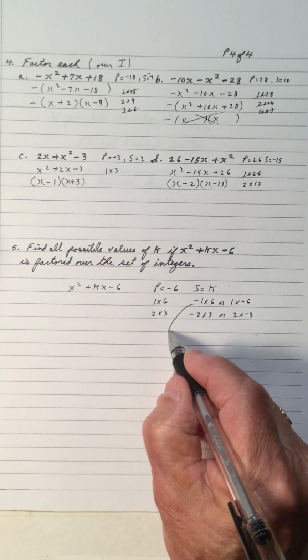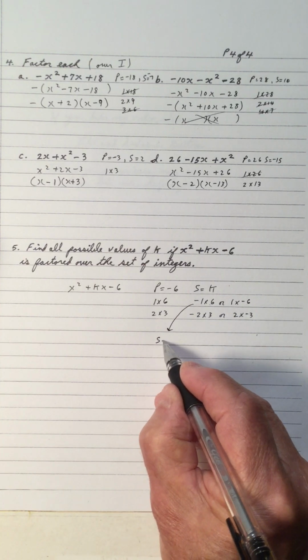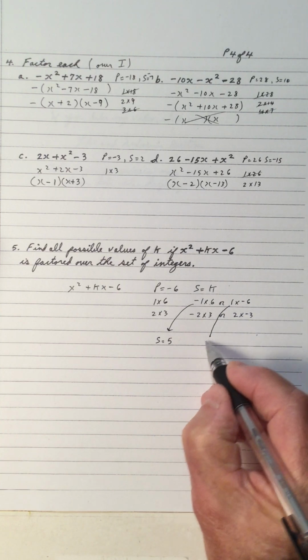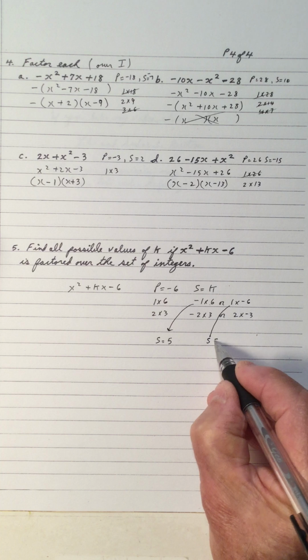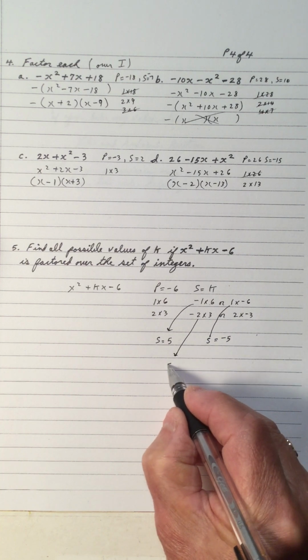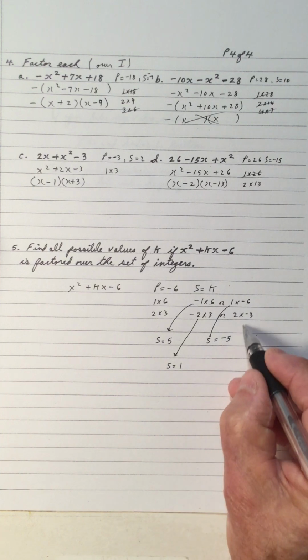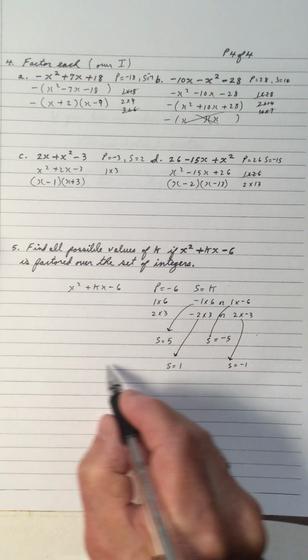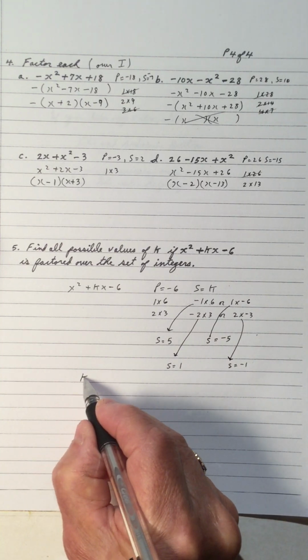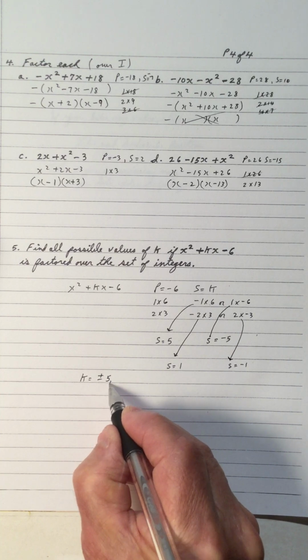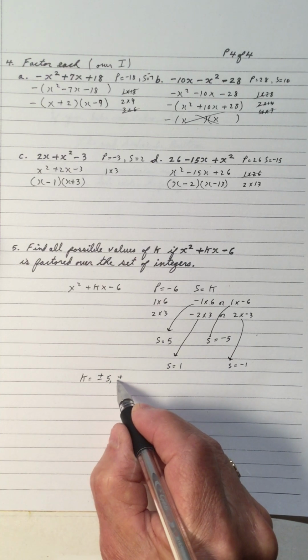If you have this one, the sum is 5. If you have this one, the sum is negative 5. If you have this one, the sum is 1. If you have this one, the sum is negative 1. So that means k, which is the sum, is plus or minus 5, or plus or minus 1.